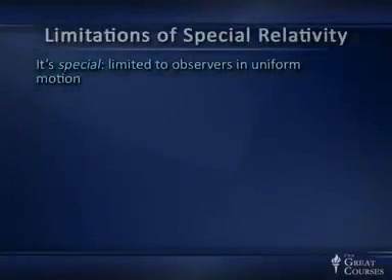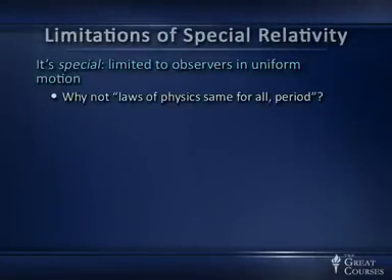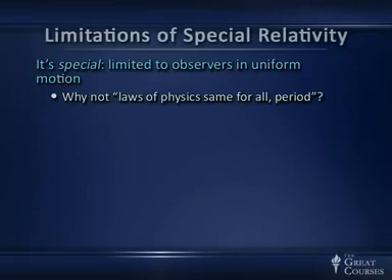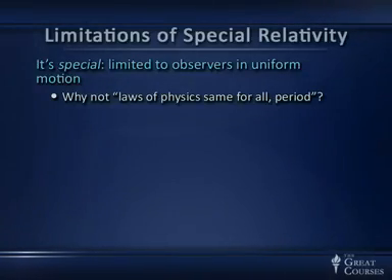So why do we need a general theory of relativity? What's wrong with Einstein's special relativity? Well, first of all, it's special. Now, that doesn't mean it's great and wonderful. It means it's special in the sense that it's limited. It's limited to the case of observers in uniform motion. It doesn't say the laws of physics are the same for all observers, period, but it could. Why not the laws of physics are the same for all, period? That would be a truly general theory.